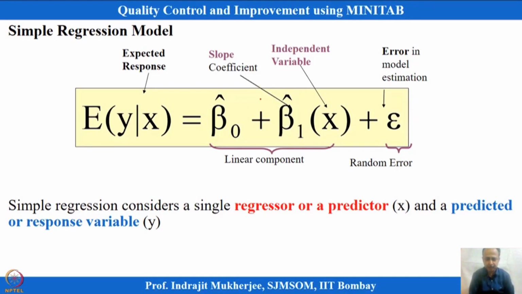There are two coefficients, similar to the basic line equation, y equals mx plus c. This part is known as the intercept of the model, and this part is known as the slope of the model. So this is a simple linear regression, where I am assuming a single x, and this is the expectation of y for a given x. This is the conditional mean value that we can expect.